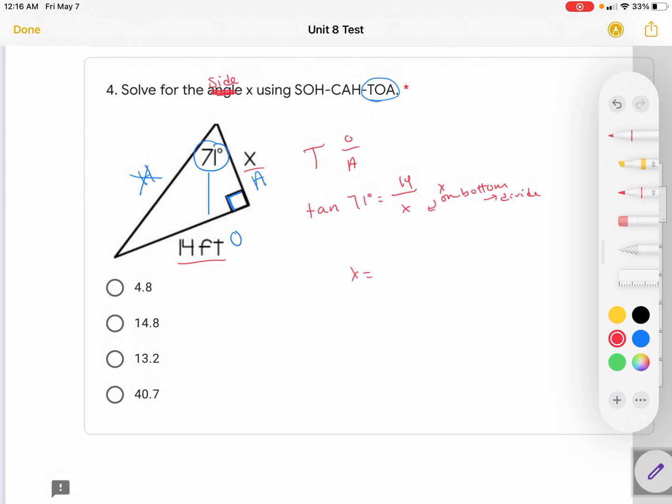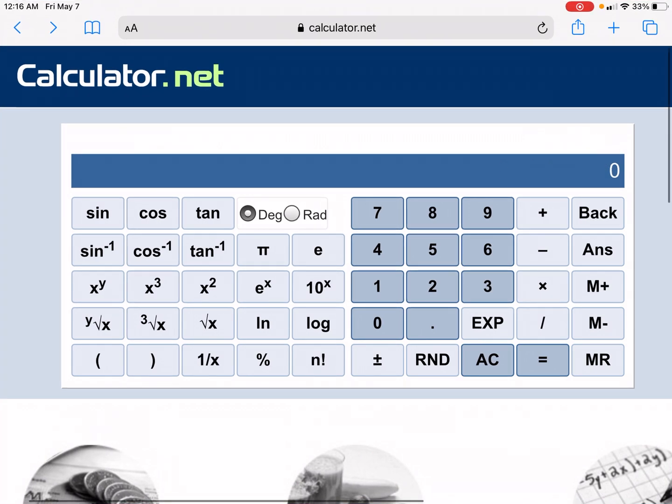So I'm going to use the 14 that's on the same side as X, but this time I'm dividing by tan 71. And from here we can go to the calculator. I'm going to plug in 14 divided by tan 71. That comes out to 4.8.